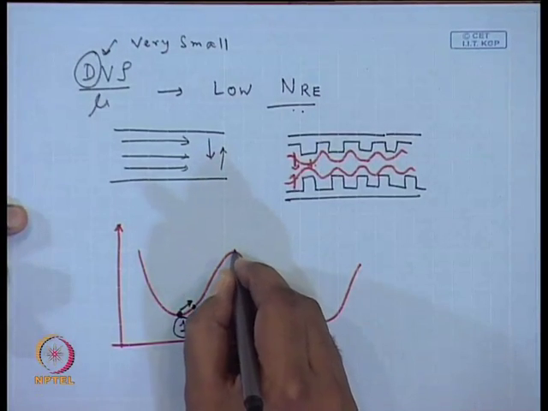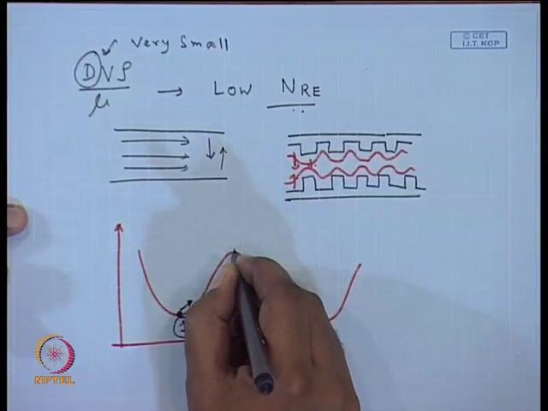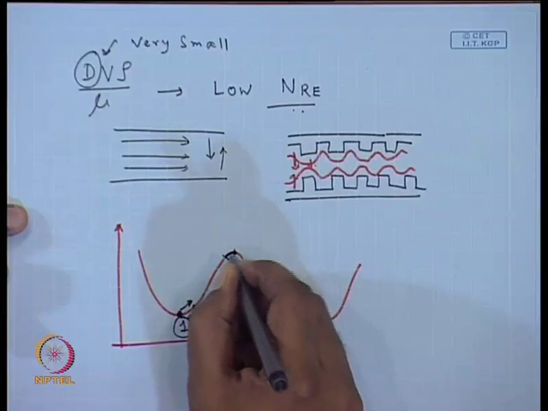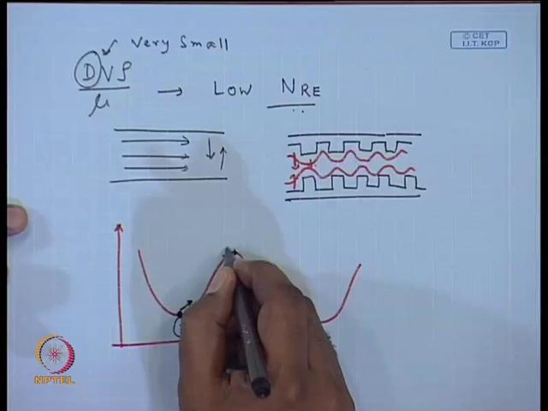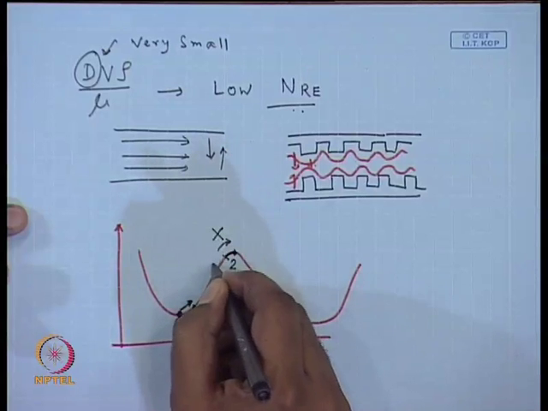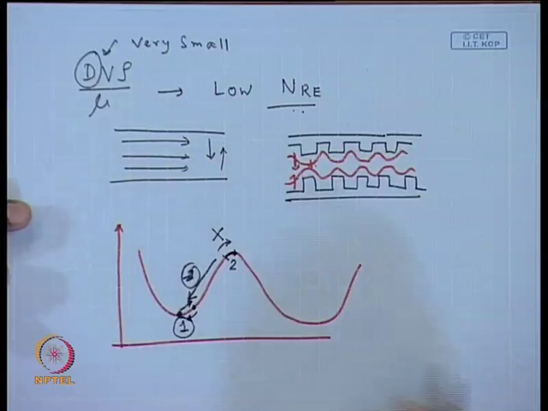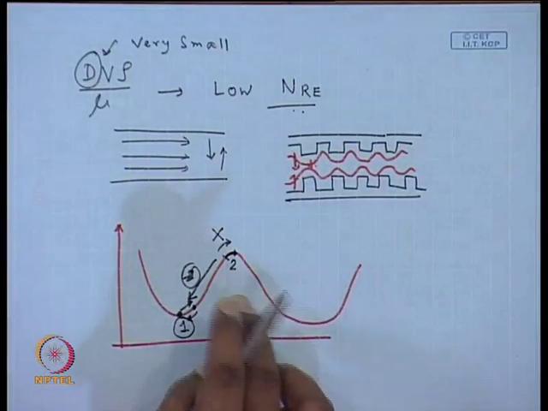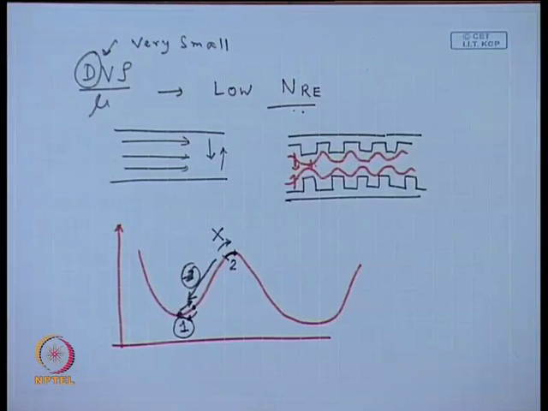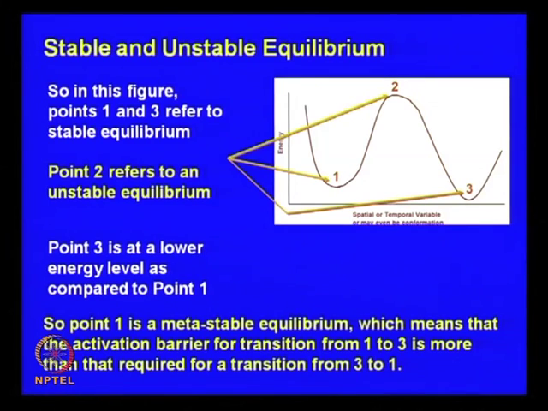In contrast, if you have a point at point 2 and you perturb it a little, well, you have actually put it on the slope. So, it is not going to come back to this point, but it is going to go down all the way to the other steady state at 1. So, therefore, point number 2 is an unstable equilibrium. Now, continuing with that, we can see that both point 1 and point 3 refer to stable equilibrium configurations.